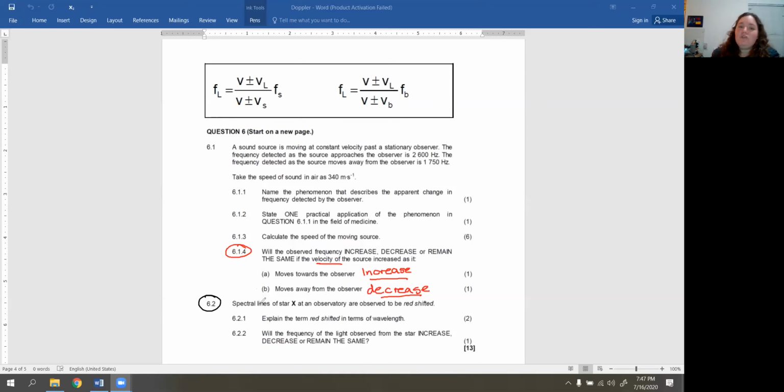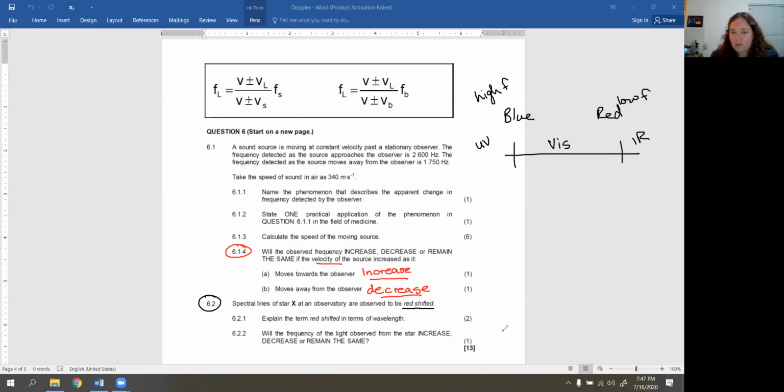So the spectral lines of star X at an observatory are observed to be redshifted. Now, I do need you to know this bit. I do need you to know that on the spectrum, blue has a high frequency and red has a low frequency. Once you've done the section on photoelectric effect, this makes way more sense because we spend quite a lot of time looking at the color spectrum and also looking, as I mentioned, that ultraviolet is above there and infrared is below here, and this is our visible spectrum.